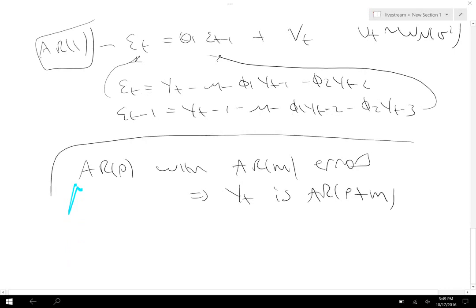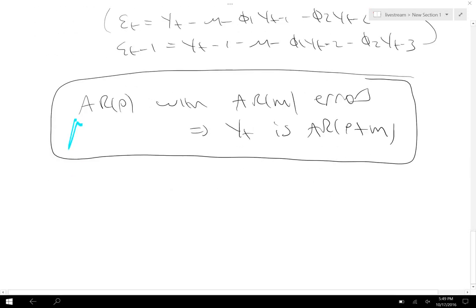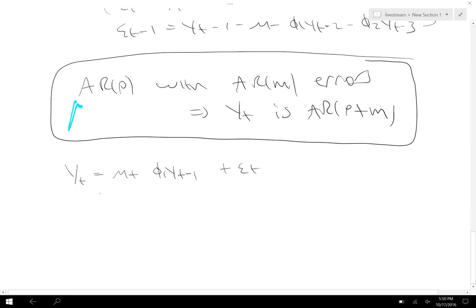And again, we could look at what happens when we have an ARMA(1,1) with AR(1) errors, and so on. For example, we could have an AR(1), y_t equals mu plus phi_1 y_{t-1} plus epsilon_t. With these things it's useful to play around yourself. So what if the errors were not an AR(1), but an MA(1)? Let's say epsilon_t equals v_t plus theta_1 v_{t-1}, where v_t is white noise.